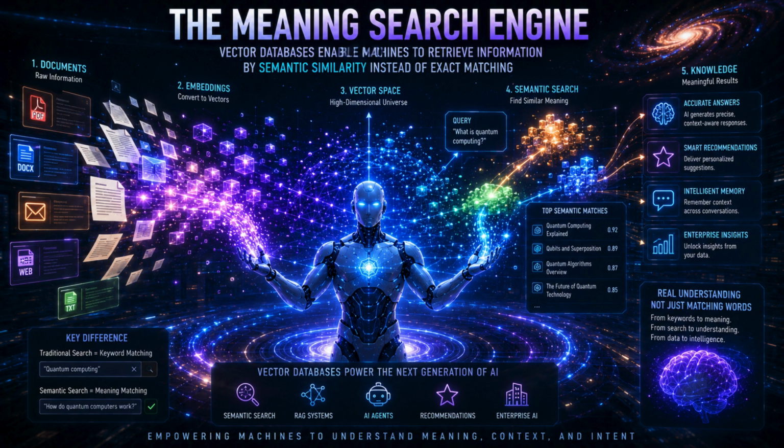Traditional databases answer, what exactly matches this value? Vector databases answer, what means the same thing? That one difference changed AI forever. Embeddings create meaning. Vector databases store meaning. RAG retrieves meaning. And AI agents remember meaning. This is why vector databases have become one of the foundational technologies behind modern generative AI. And now you've learned how AI searches not by words, but by meaning itself.